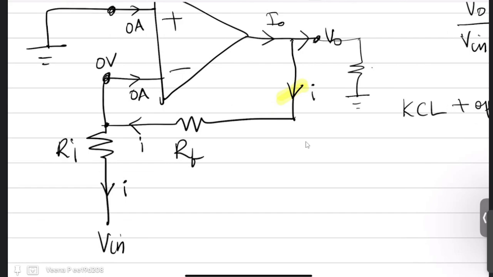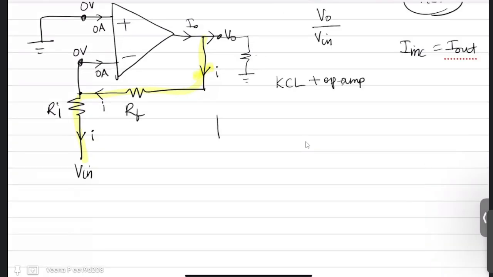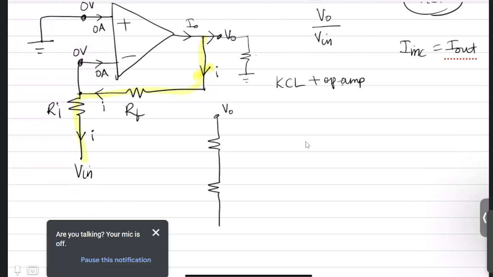The current direction may or may not be positive. The direction is according to your wish. If I am giving it in the opposite direction, then here also it will be like this, here also it will be like this. Just that your KCL equations will become negative. So the current path is like this. This is your current path. So you have two resistors. One end is V naught.